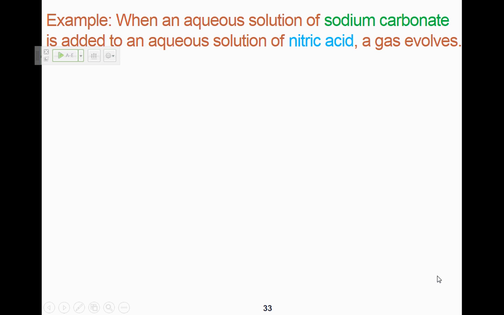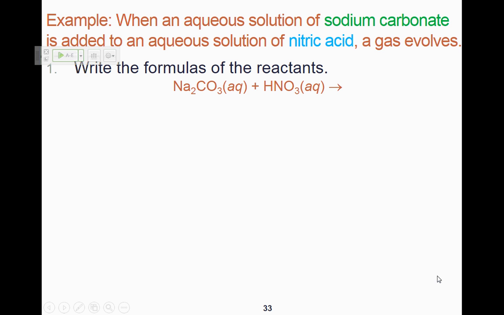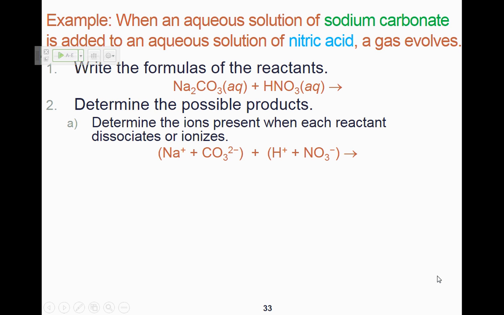So let's look at an example. We have sodium carbonate and nitric acid. So we have an acid, so we should always watch out for this, with the one exception with the base. So our first step is the same. We're going to write our formula, Na2CO3 aqueous and HNO3 aqueous. And then writing our ions, here we go.